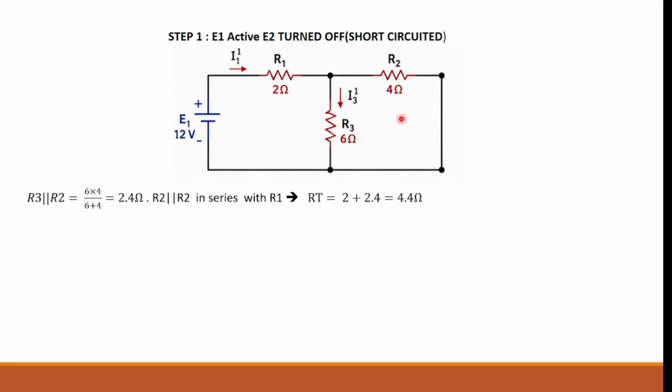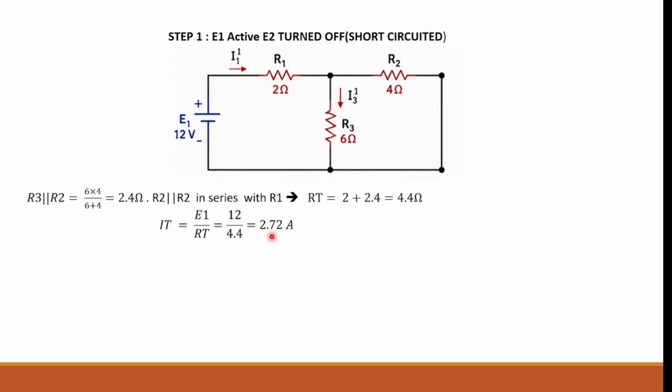So now we need to calculate the total current. The total current is going to be this voltage divided by the total resistance, which is going to be equal to 12 divided by 4.4. We are going to have a total current of 2.72 amperes. That is our total current.